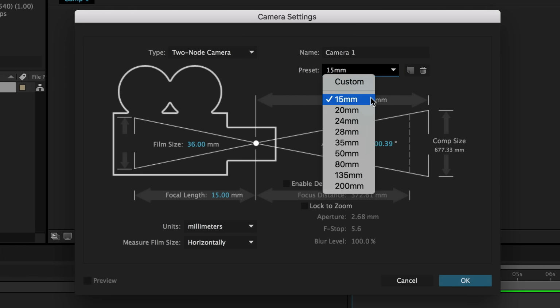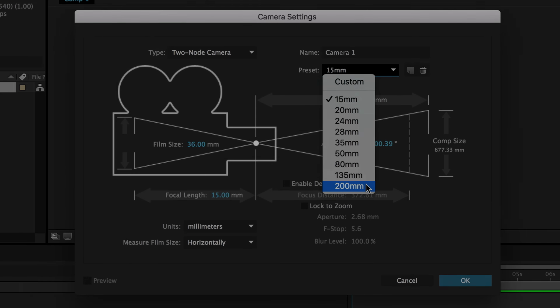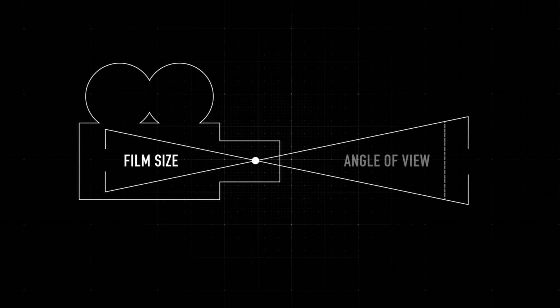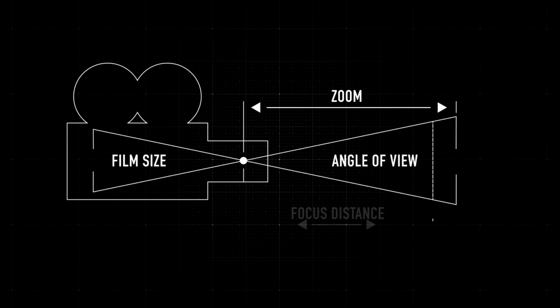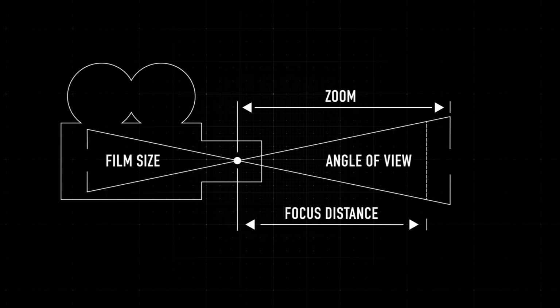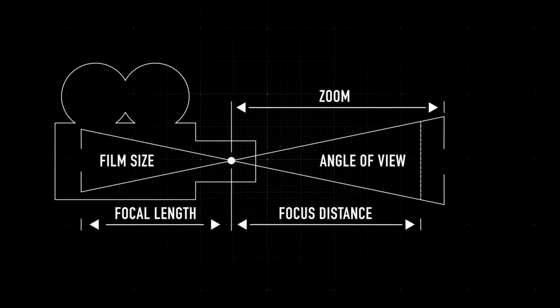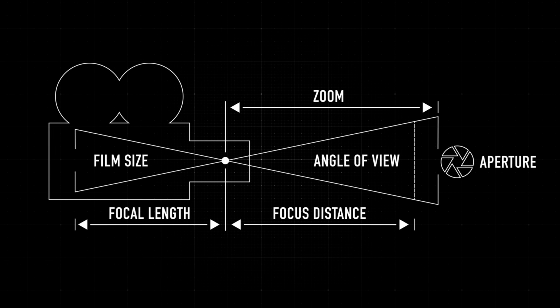The second area of importance in the setup window are the presets. Presets are named according to focal lengths. Each one is meant to represent the behavior of a real-world camera. Each camera preset has different variables. The preset sets the angle of view, zoom, focus distance, focal length, and aperture values.